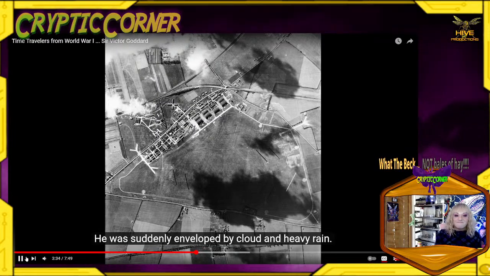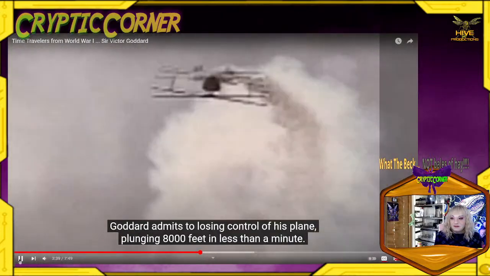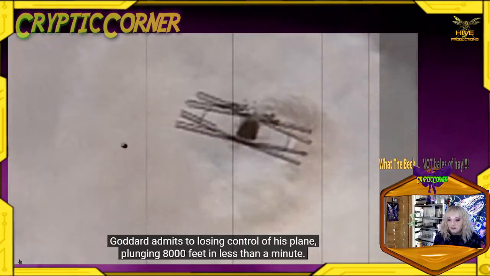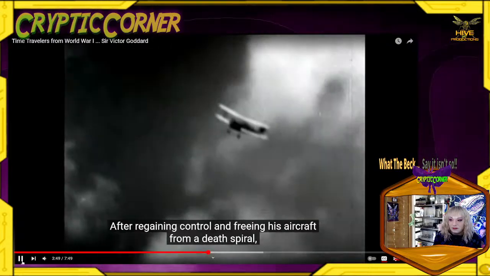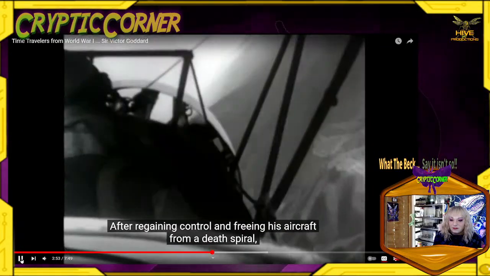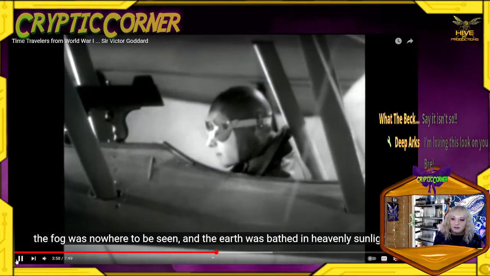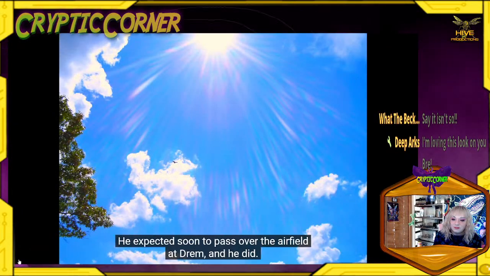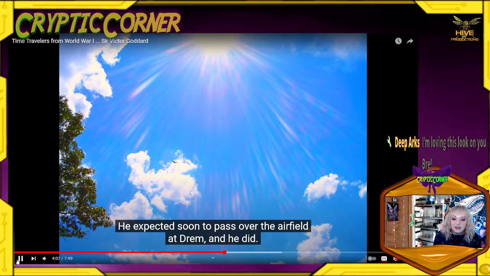He was suddenly enveloped by cloud and heavy rain. Goddard admits to losing control of his plane, plunging 8,000 feet in less than a minute. After regaining control, freeing his aircraft from a death spiral, the fog was nowhere to be seen, and the Earth was bathed in a heavenly sunlight. He expected soon to pass over the airfield at Drem, and he did.